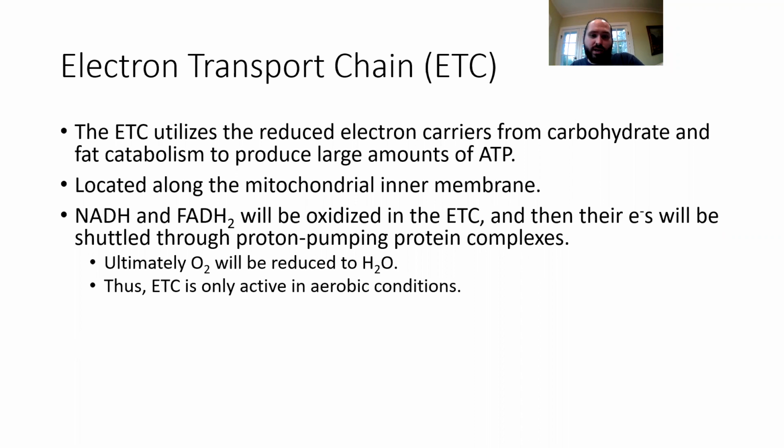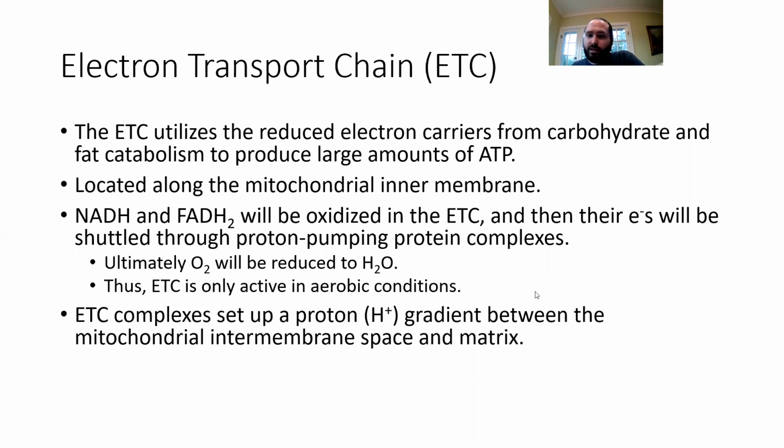So the electron transport chain is only active in aerobic conditions, and likewise, the citric acid cycle and the pyruvate dehydrogenase complex are only active in aerobic conditions, because those make most of their energy from electron carriers that need oxygen at the end of the electron transport chain. We talked about anaerobic metabolism last week, and lactic acid fermentation.